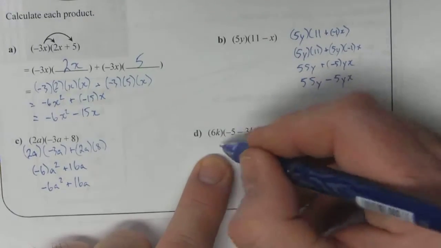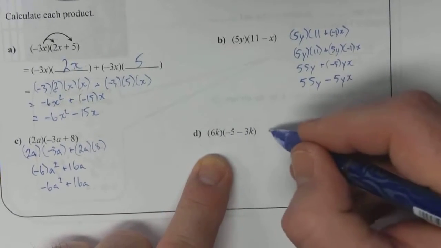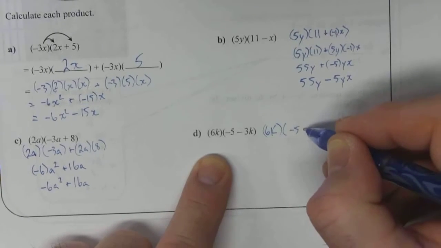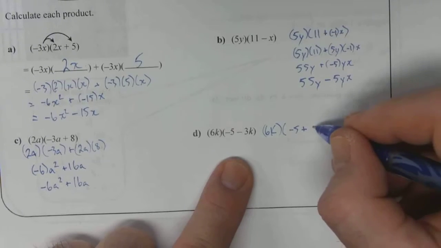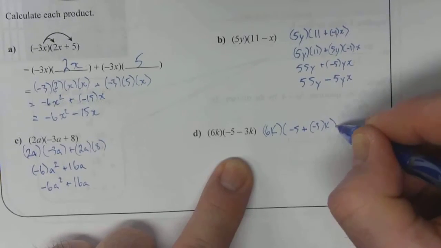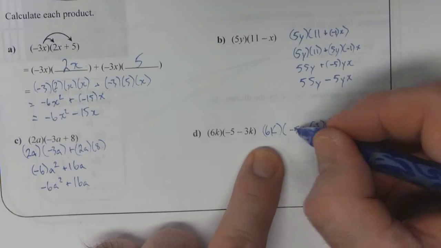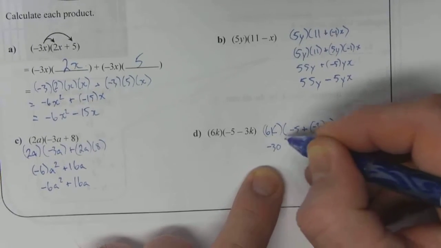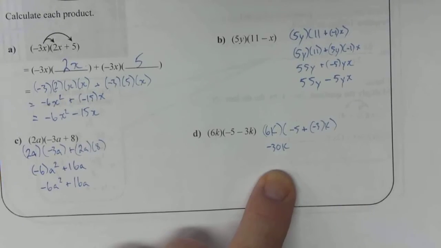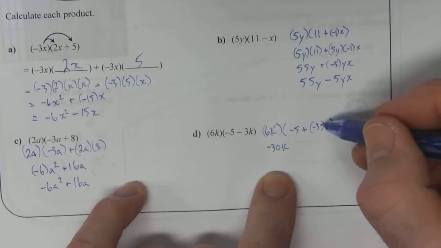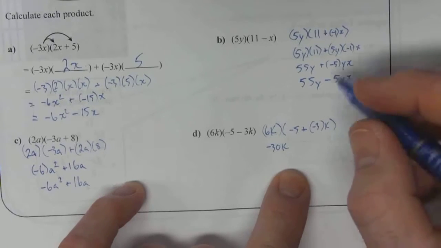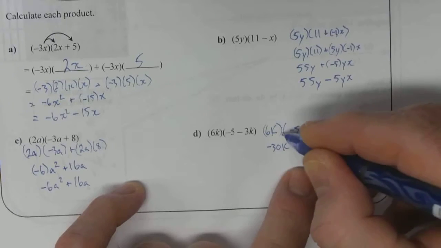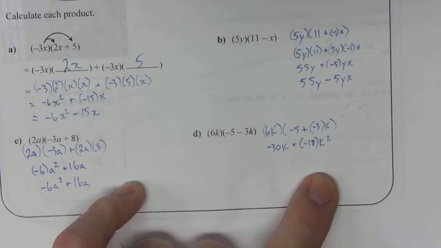Alright, so I'm going to rewrite this one again because it's got that subtraction. So 6k times negative 5 plus negative 3k. So now 6k times negative 5, 6 times negative 5 is negative 30, and it's k. 6 times negative 3 is a negative 18. K times k is k squared.